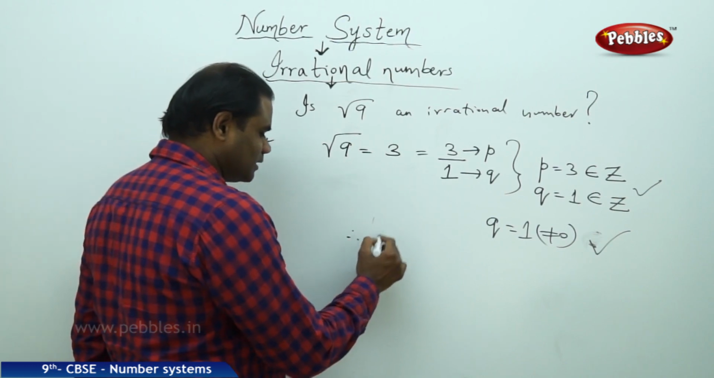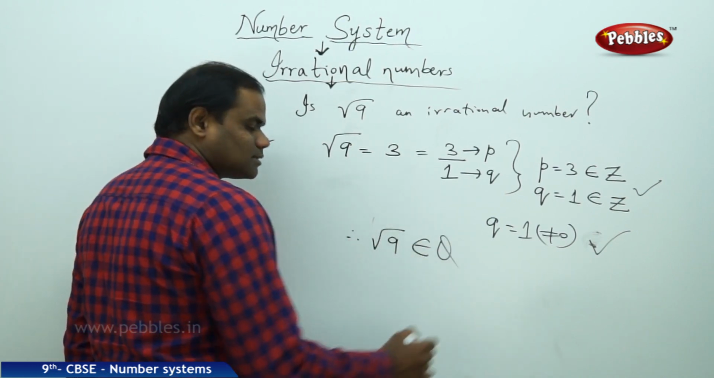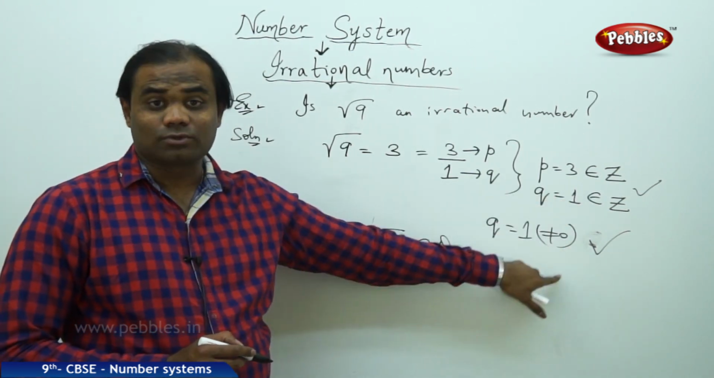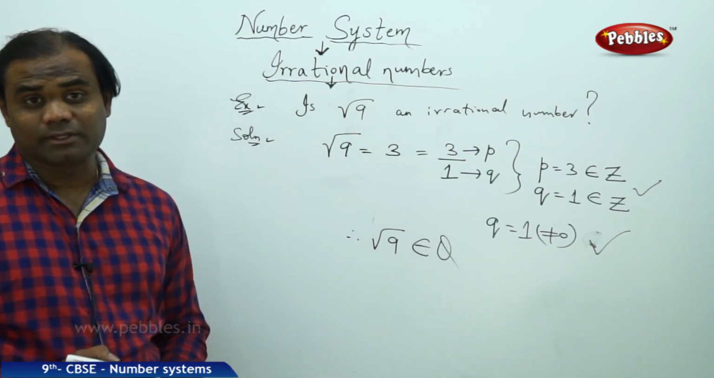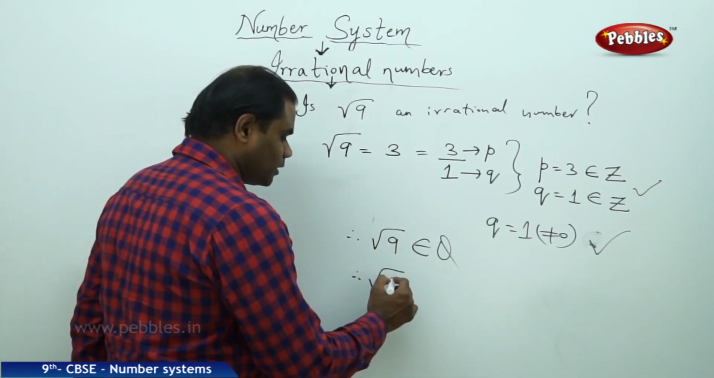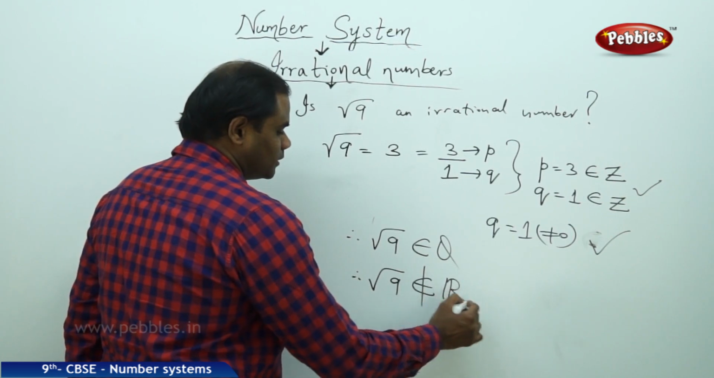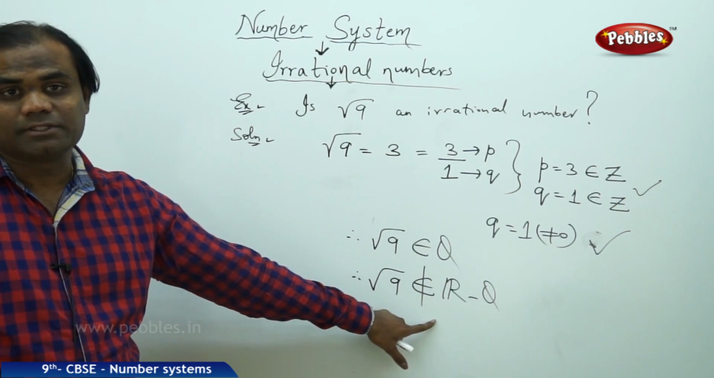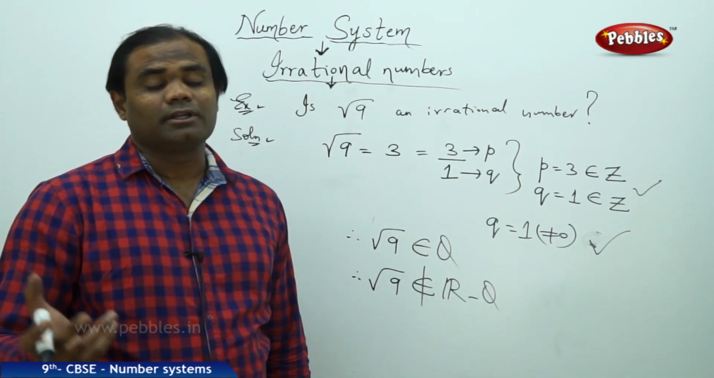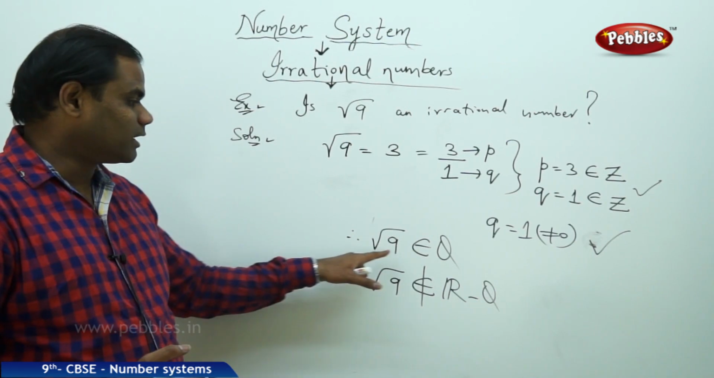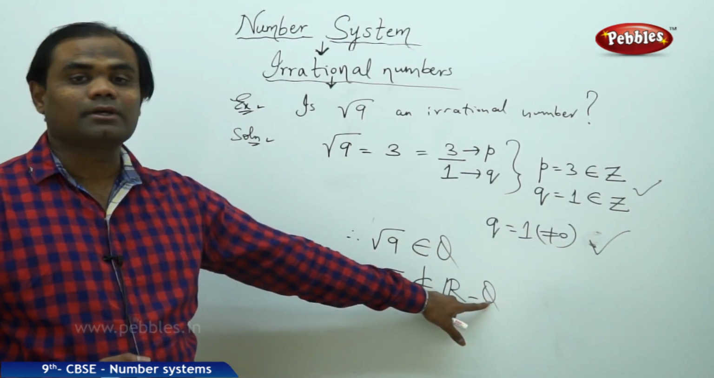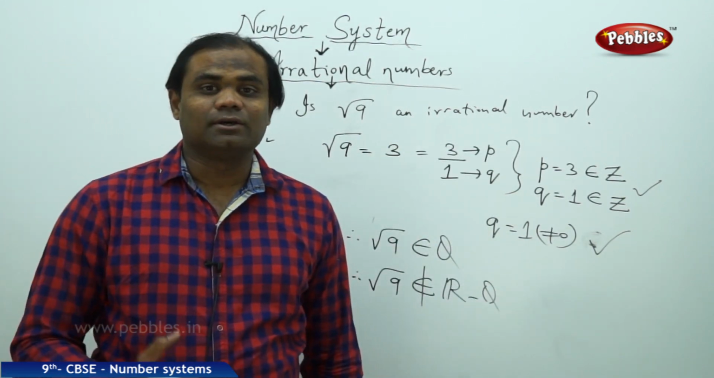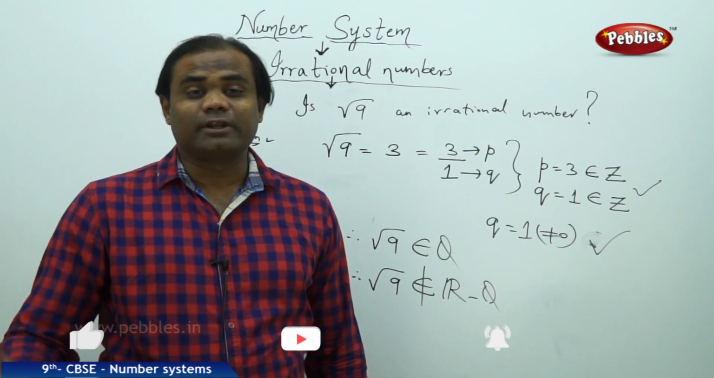Therefore, I clearly understand root 9 is a rational number, because root 9, indirectly expressed as 3, passes the two tests. It is a rational number, and therefore root 9 cannot be an irrational number. A number which is rational can never be irrational, and a number which is irrational can never be rational, and therefore root 9 being a rational number cannot be an irrational number. This is how we justify the irrationality of a number based on its rationality.